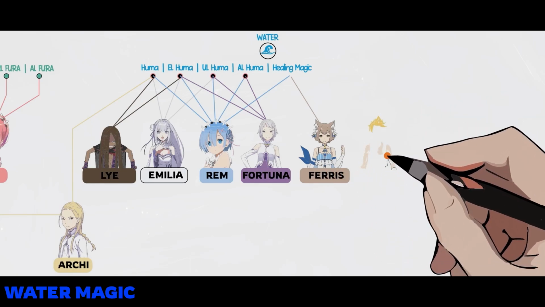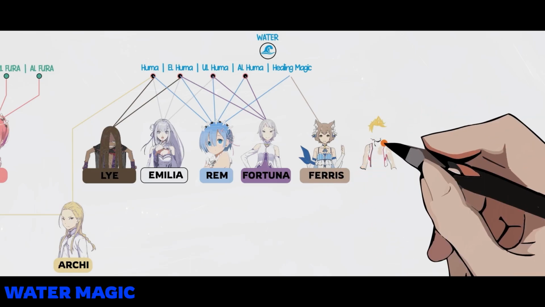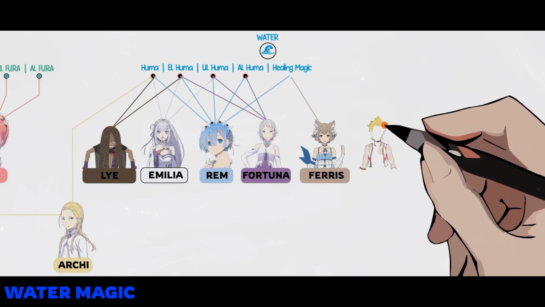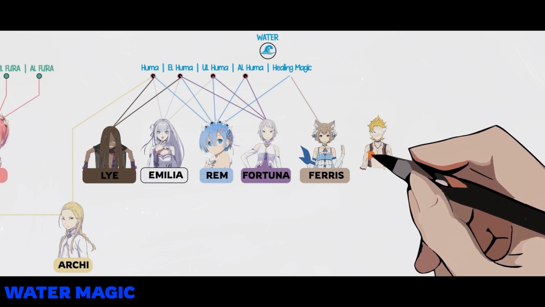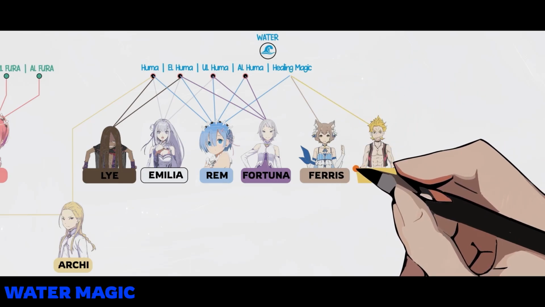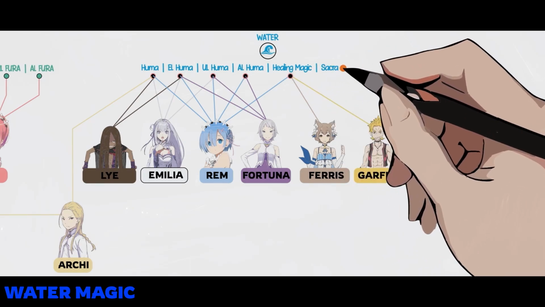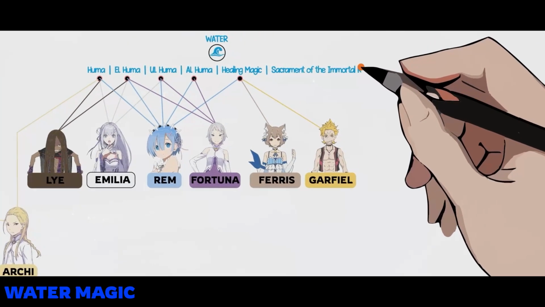One of the most powerful water element spells is the Sacrament of the Immortal King. This ancient spell can reanimate corpses to serve the caster, though its effectiveness depends entirely on the user's skill. Simply being able to cast this spell is a tremendous feat.